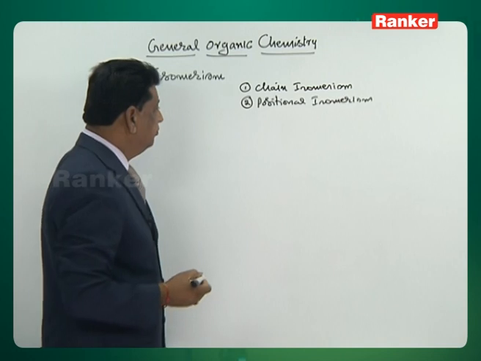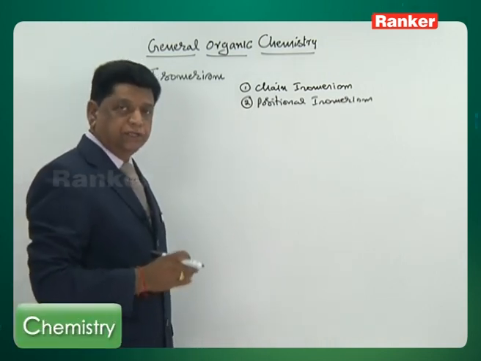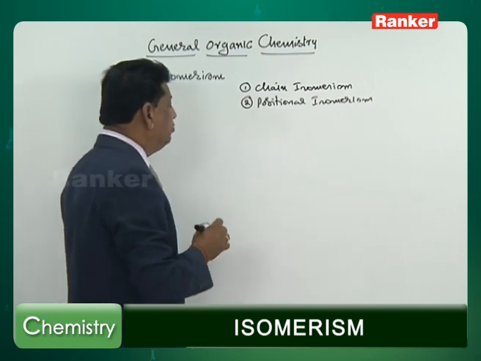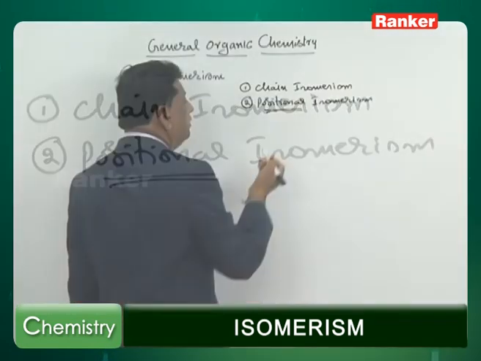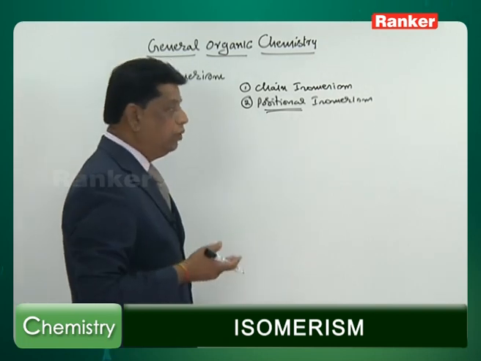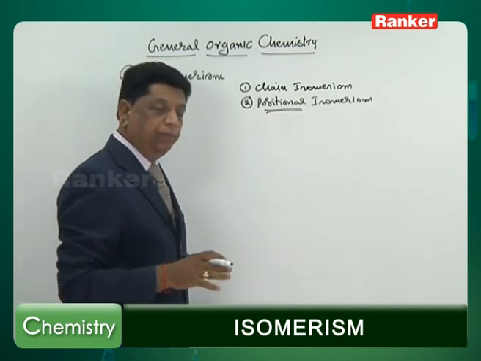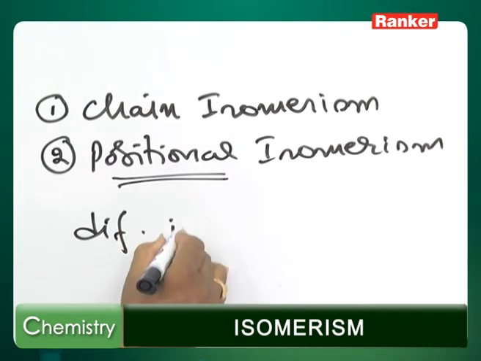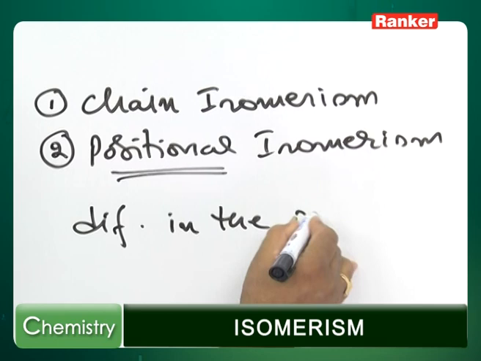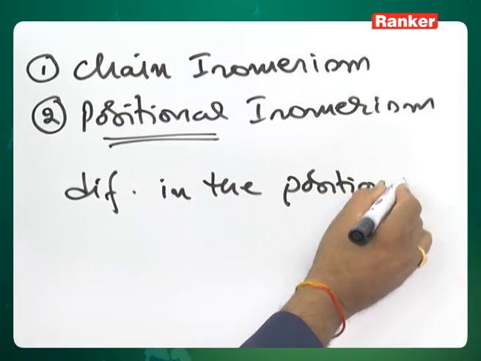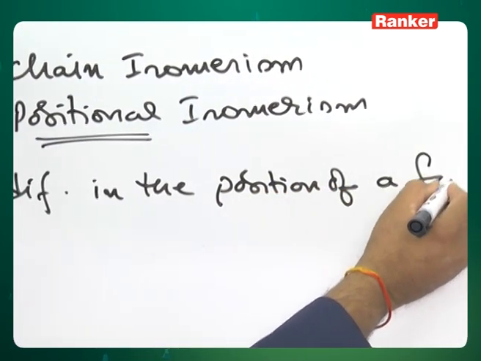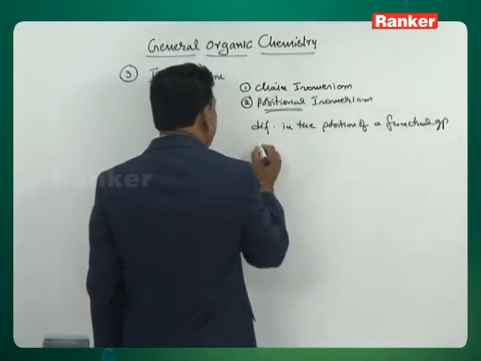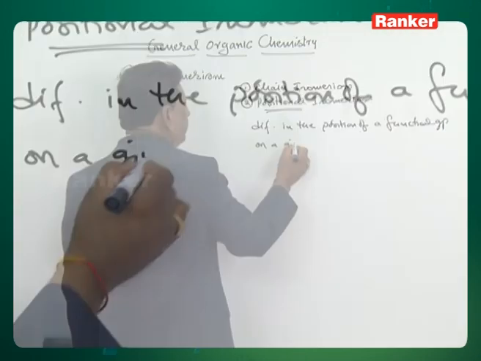This isomerism also comes under the structural, that means atoms jumbling will be taking place, but with reference to the position of a group. What group means? It is not an alkyl group, it is the functional group. So, difference in the position of a functional group on a given chain.